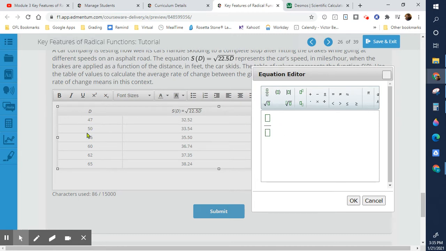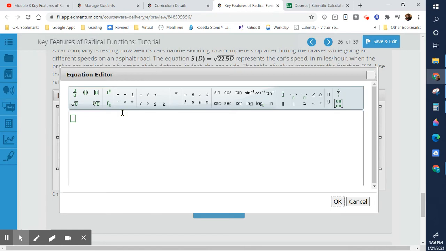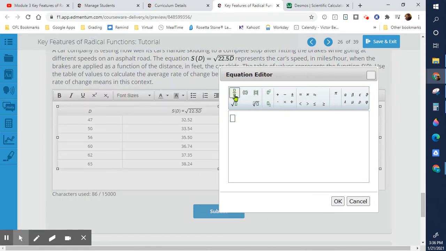So we're going to do, it's always new minus old. So if we look at this new one here, because of how a chart is, we can't really put it here. We're going to have to put it right here. So let's do that. We're going to do new over old. So we're going to do 33.54 minus 32.52 over 50, this 50 right here, minus 47.